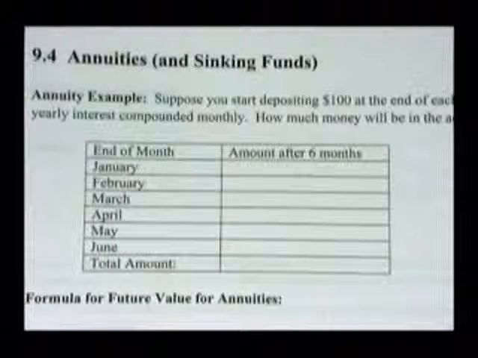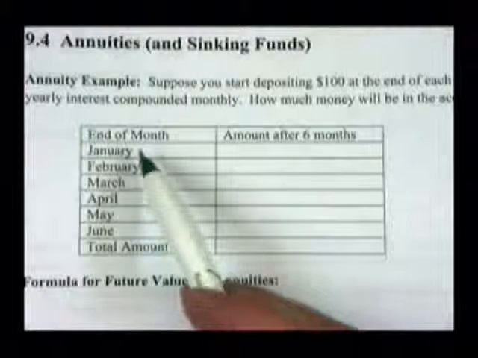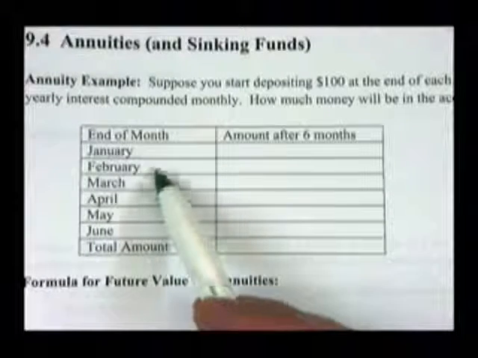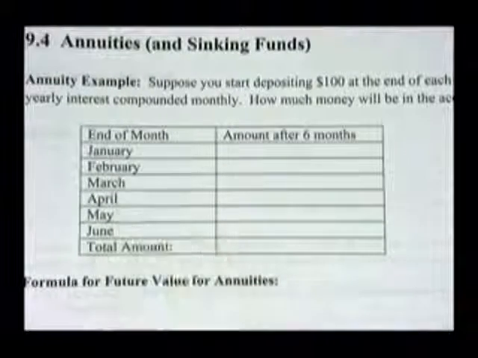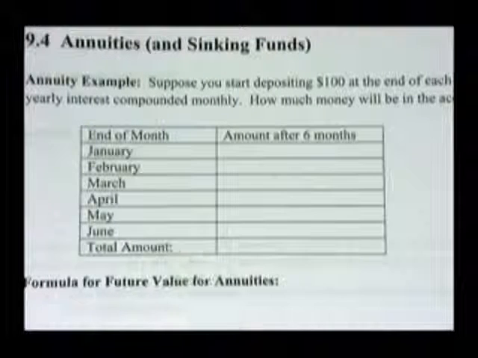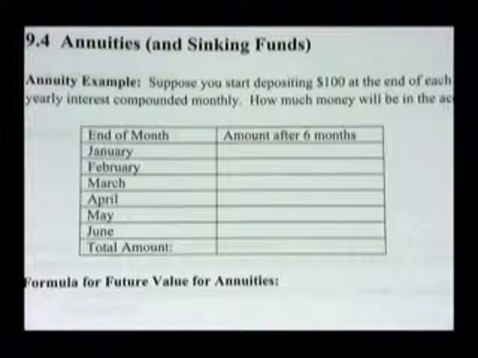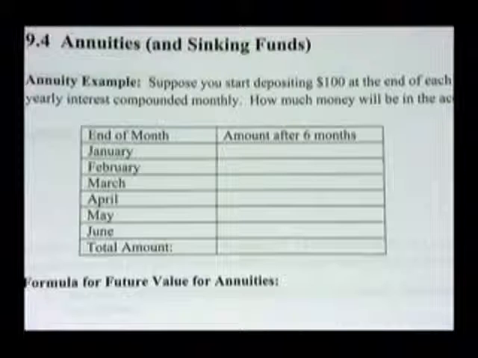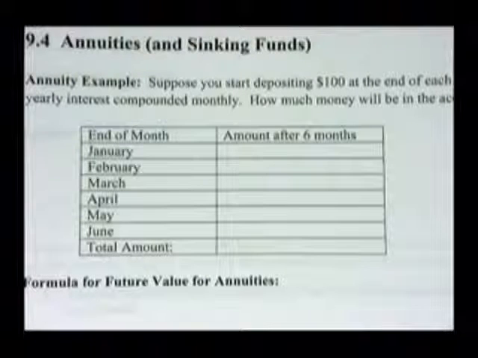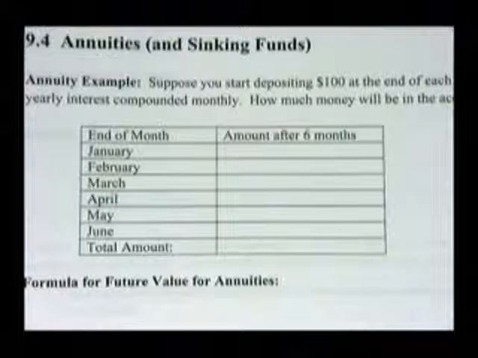So what I've done is I've assumed that you're starting in January, and we're going for 6 months: January, February, March, April, May, and June. And what I want to do is figure out what the total amount is. The reason I'm doing this is to show you how long and tedious it would be if we were to do it by hand without using a formula.